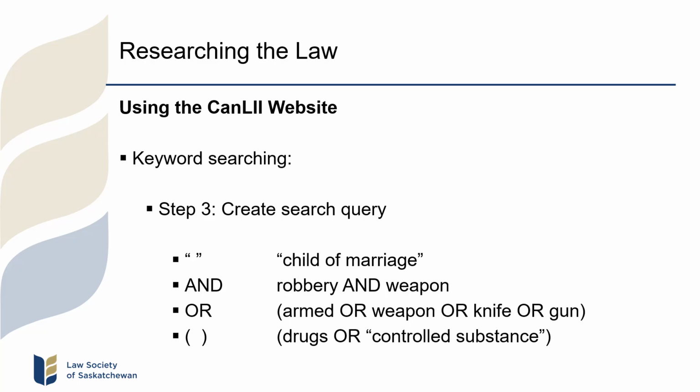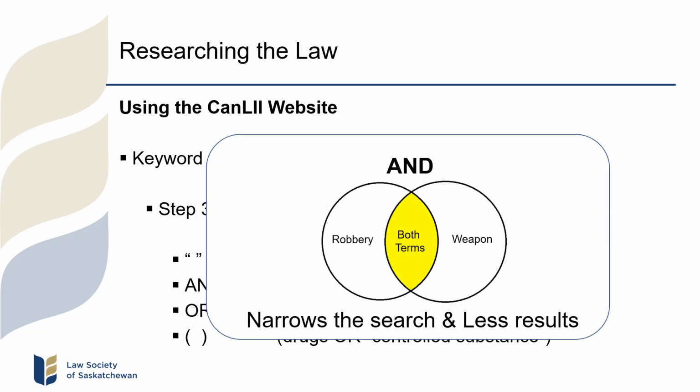The next search operator is the AND operator. AND is used to separate different concepts like robbery AND weapon. Using AND forces Canlii to only retrieve documents that contain both terms and is going to narrow a search and retrieve fewer results.